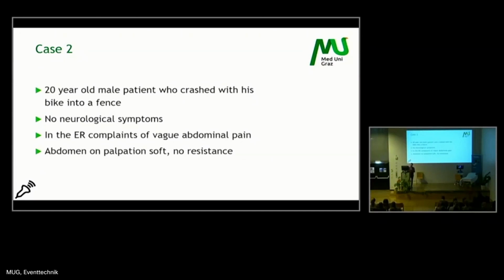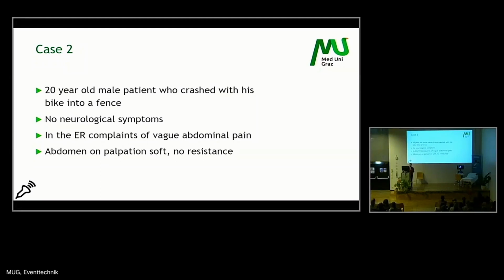The second case is a 20-year-old male patient who crashed his bike into a fence, which I would never have thought of as a common injury, but it is a common injury. He had no neurological symptoms and he had complaints of vague abdominal pain. On physical examination, the abdomen was soft, no resistances, and he was stable in general.